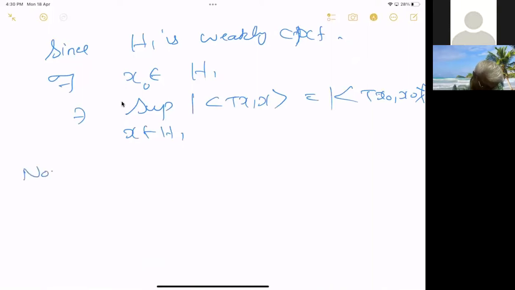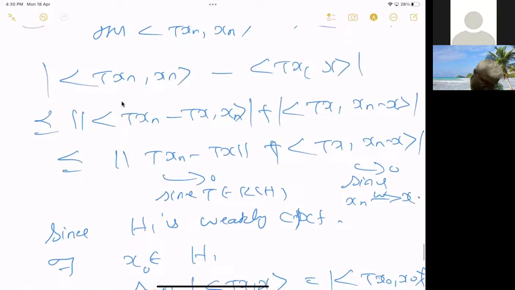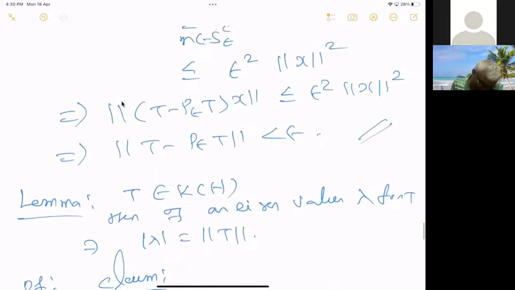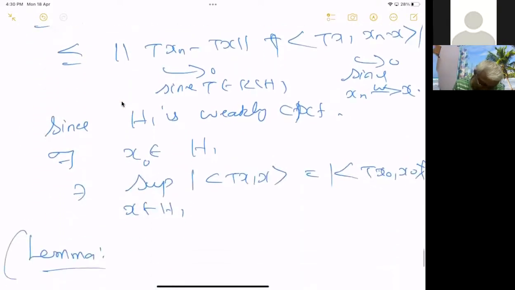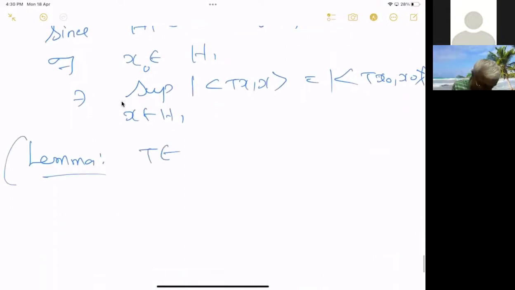Now here I need a lemma. I will prove it in the next class. Lemma: T is a compact normal operator. It's not just a compact operator, T is normal. This is true only for normal operators. If it's not normal, we cannot make all these statements, all these eigenvalues, all these things.